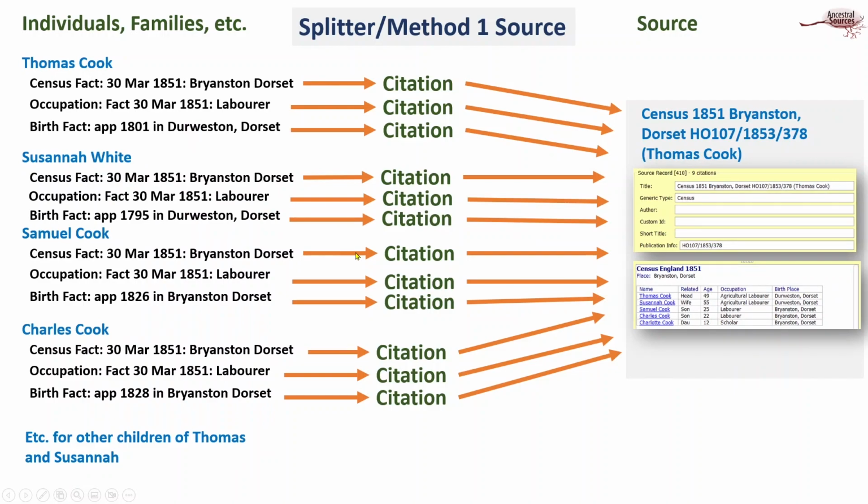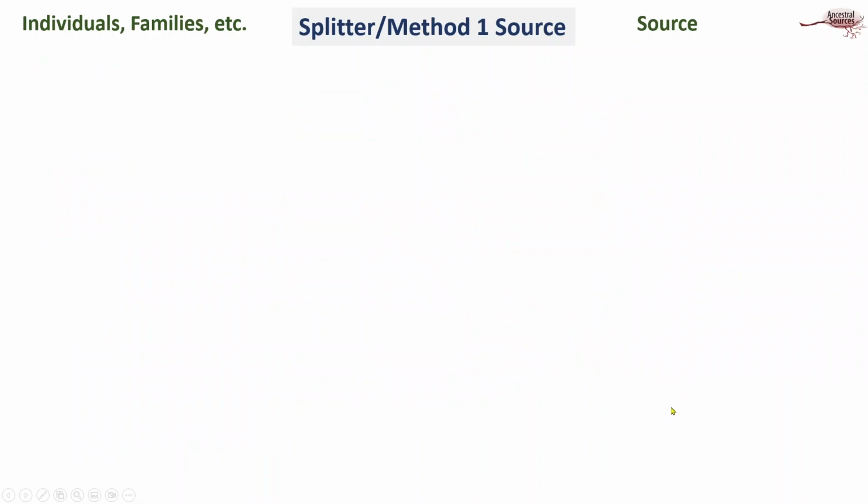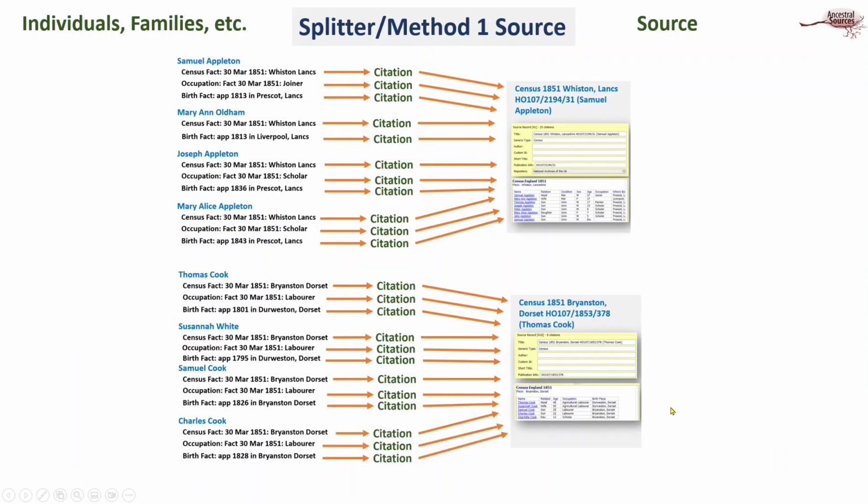This is an example of another census splitter method 1 source for a different family in 1851, Bryanston in Dorset, Thomas Cook's family. And again, Thomas Cook and his wife Susanna and their children have various census facts, occupations and birth facts with citations linking back to that particular entry. So looking at those together, we would therefore have, in this case, 2 different sources for each of the census households, and the various facts linked back to those sources via citations.